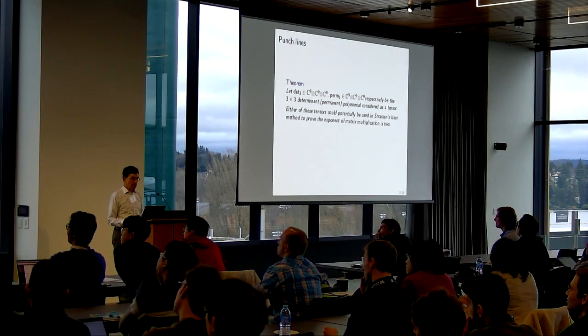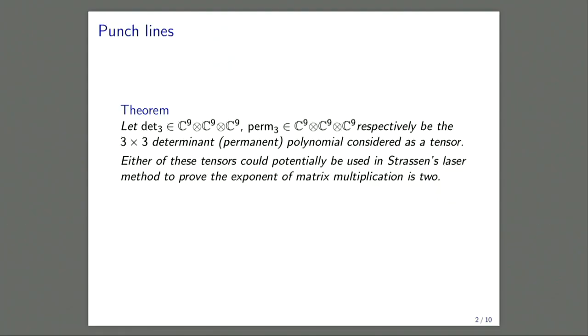Let's take a 3x3 matrix, take its determinant. That's a polynomial in 9 variables, but I want to think of it as a tensor. Do the same thing for the permanent. So we think of them as tensors rather than polynomials. And either of these tensors could be potentially used in Strassen's laser method to prove that the exponent of matrix multiplication is 2. That is, as your matrices get large, it gets almost as easy to multiply them as it is to add them together.